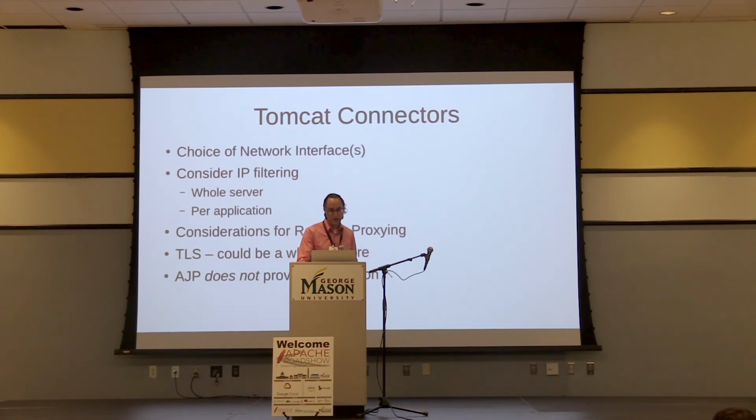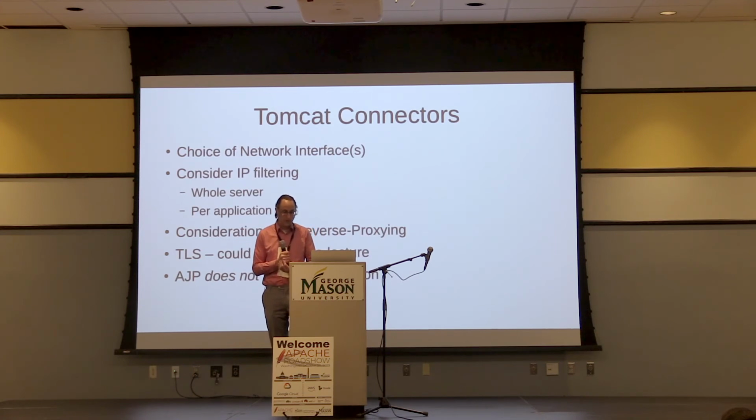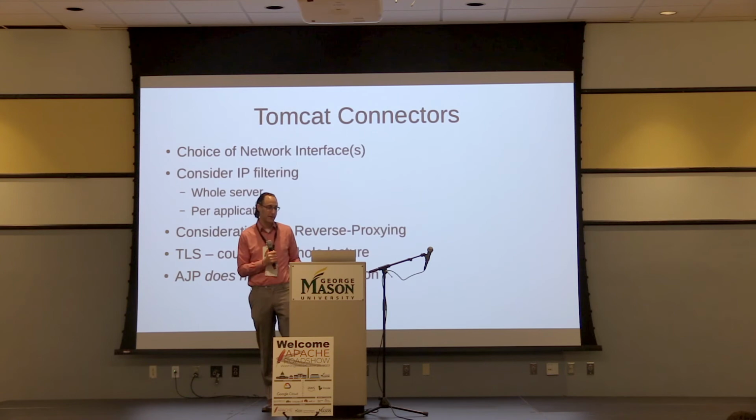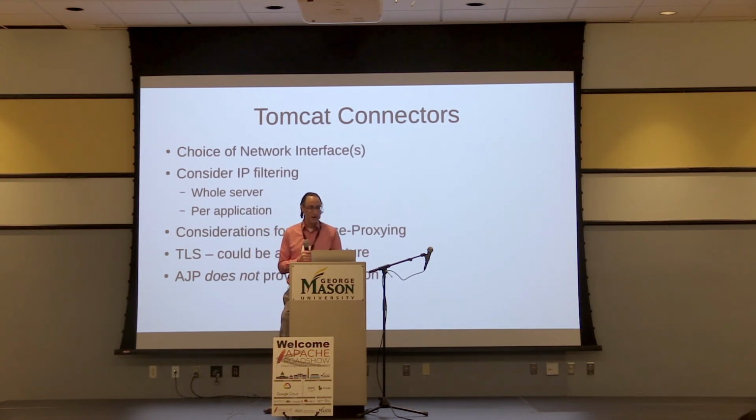I could do a whole lecture on TLS. Right now, I'll just say use it for everything. And I want to point out AJP, which is a protocol that used to be used almost exclusively to proxy between HTTPD and Tomcat JServ back in the day. It does not provide encryption, and it's a very important thing that you need to know.